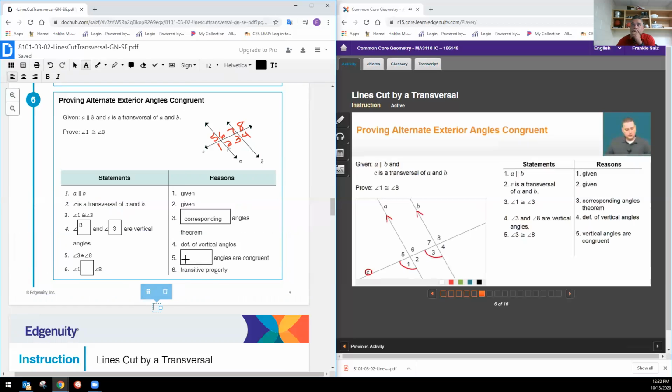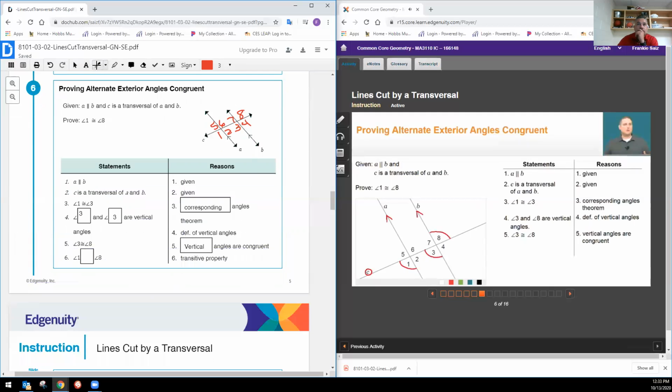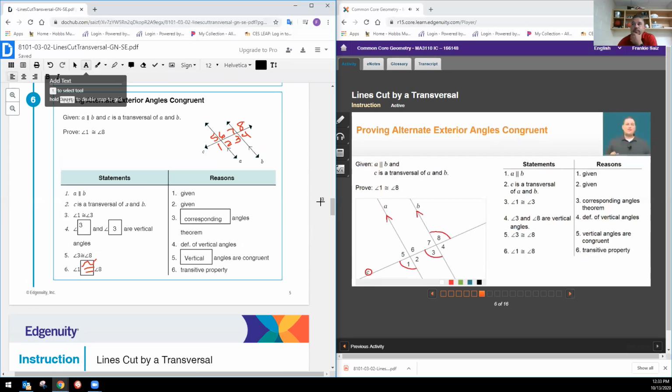So that means I can draw another arc right here. And since all three of these have the same arc, all three of these angles are congruent to each other. All right, well, what can I say then? Well, if A is congruent to B and B is congruent to C, then I know that A must be congruent to C. That's the transitive property. So if angle 1 is congruent to angle 3 by statement number 3, and angle 3 is congruent to angle 8 by statement number 5, well then angle 1 must be congruent to angle 8 by that transitive property.